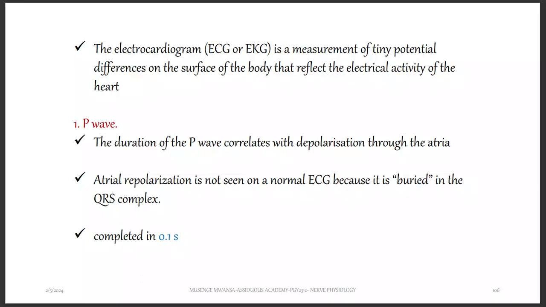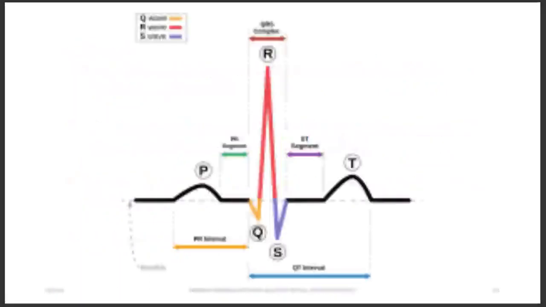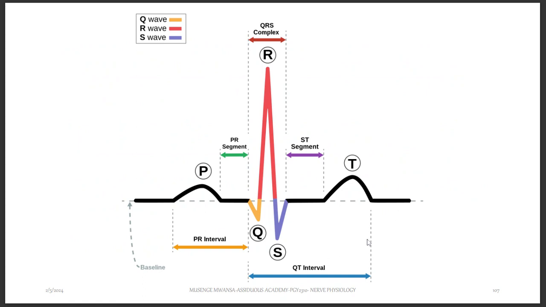So the P wave is normally completed after 0.1 seconds. You can give a range as 0.08 to 0.12 seconds. And then the PR interval. Now, an interval is a combination of different things. In this case, the PR interval will cover the P wave going all the way to the beginning of the QRS complex. That's a PR interval.